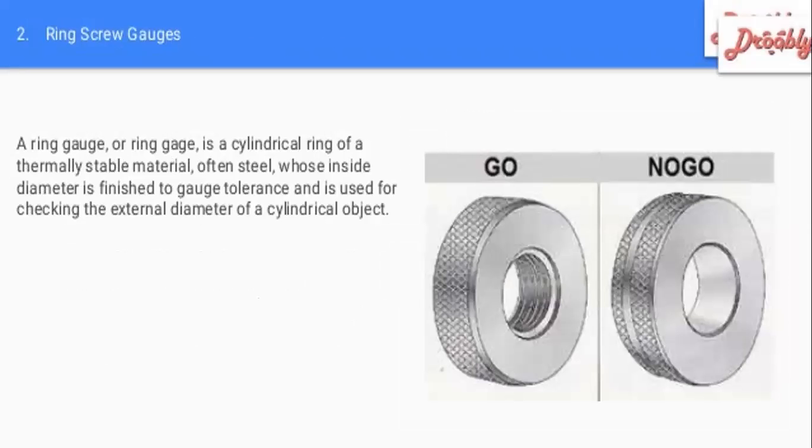So next one is the ring type screw gauges for the outer diameter as well as the inside diameter. You can see it in the picture there. Two types of gauges have been used, that is Go gauge and No-go gauge.